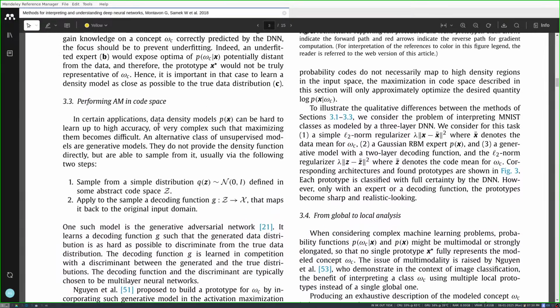In certain applications, the data density model can be hard to learn up to high accuracy, or very complex, such that maximizing it becomes difficult. An alternative class of unsupervised models are generative models. They don't provide the density function directly, but sample from it, usually via the following two steps: sample from a simple distribution, then apply a decoding.